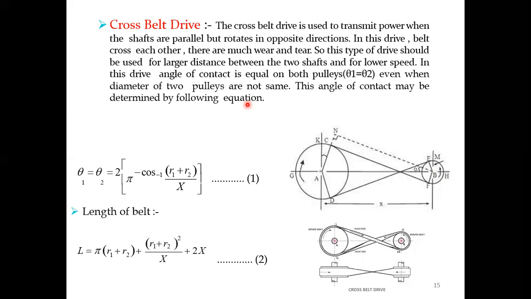Even when the diameters of the two pulleys are not the same, the angles of contact theta 1 and theta 2 are the same. The angle of contact may be determined by the following equation: theta 1 equals theta 2 equals pi plus 2 sin inverse of (R1 plus R2) divided by X. So this is the length of the belt. This is an example of a cross belt drive.